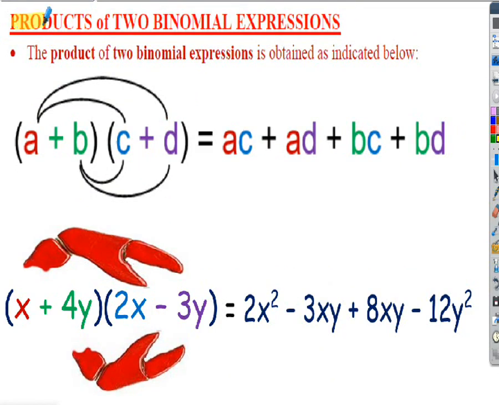Just for reference, the method we're using to find the products of two binomial expressions is sometimes called the crab-claw method, as you can see from the outline here below.